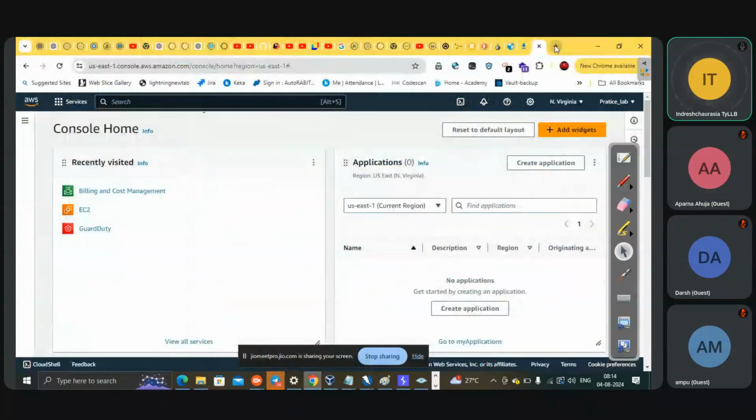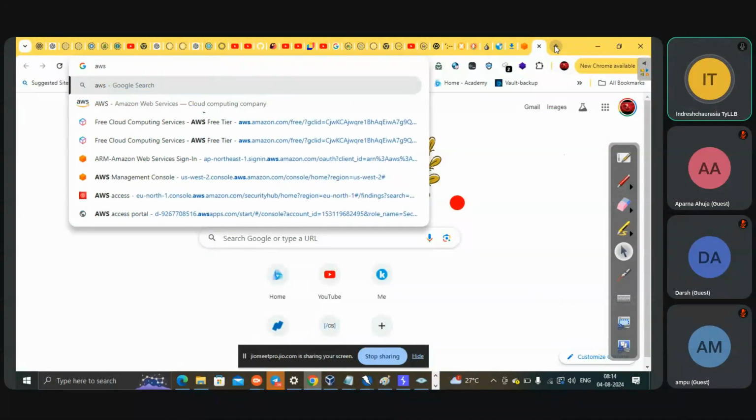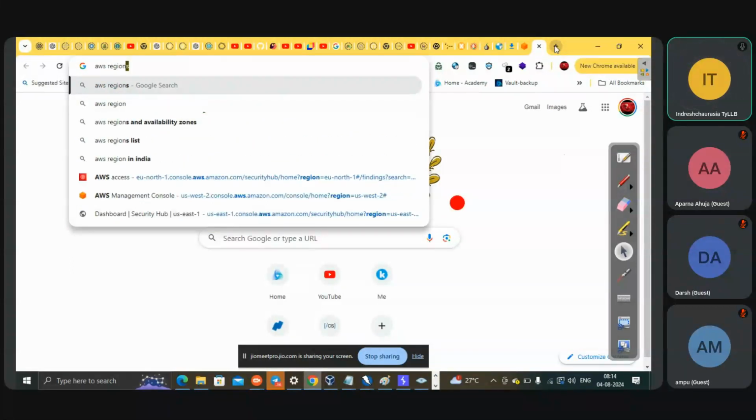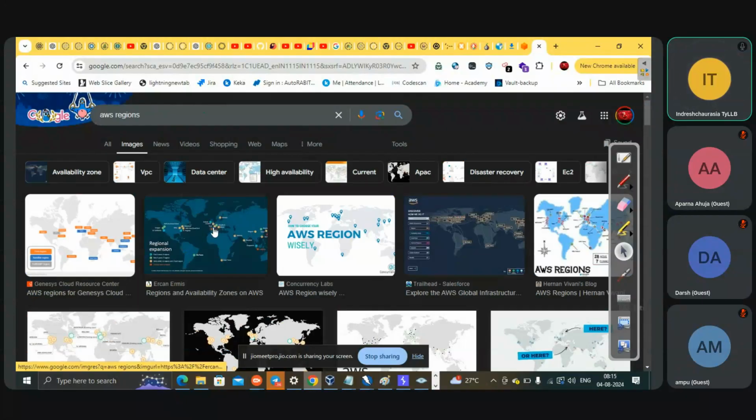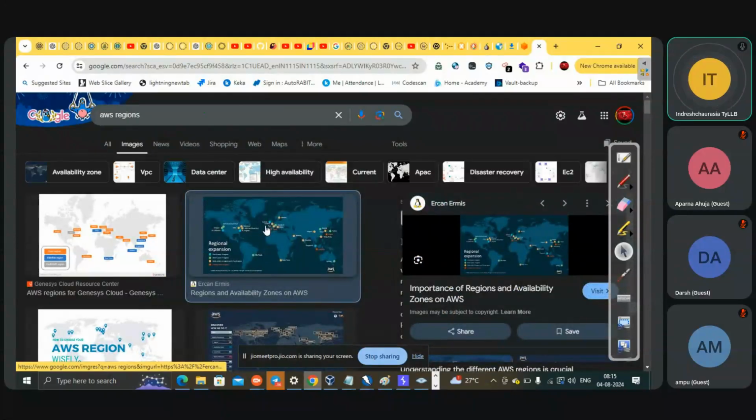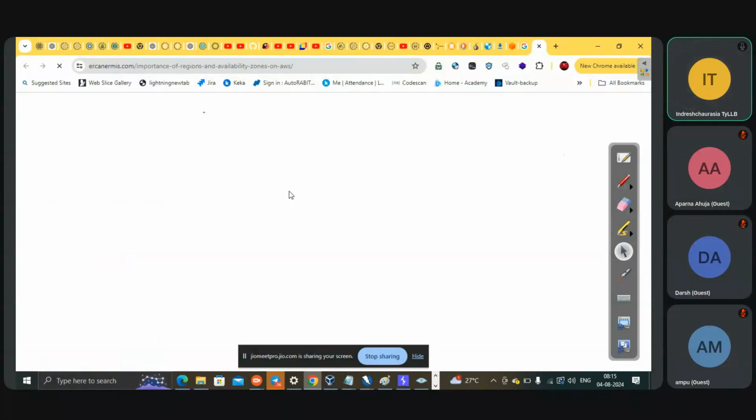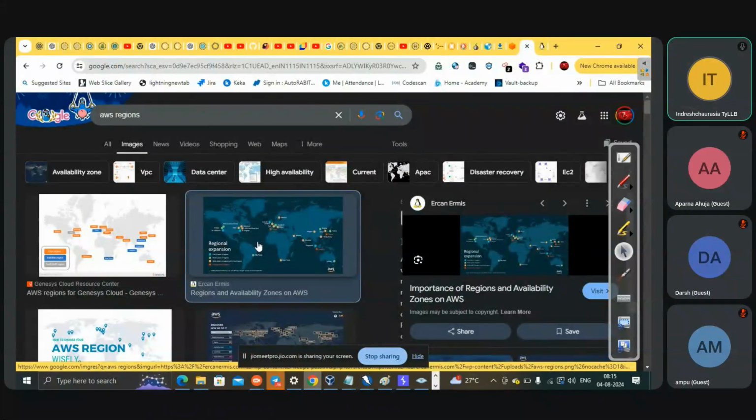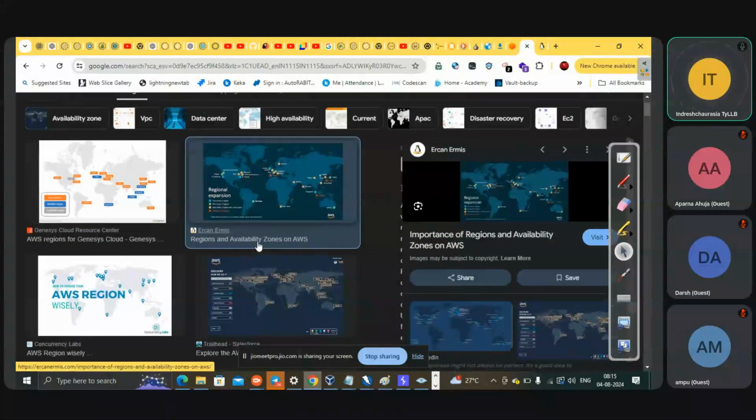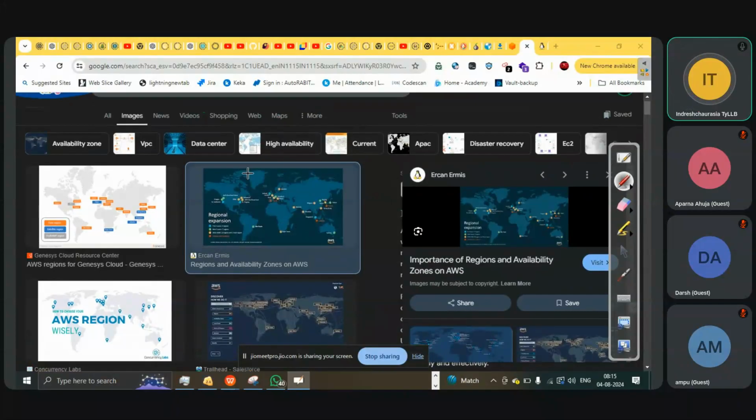See, when I'm saying AWS, I'm not able to load these things. See here, can you see this? These are the dots.